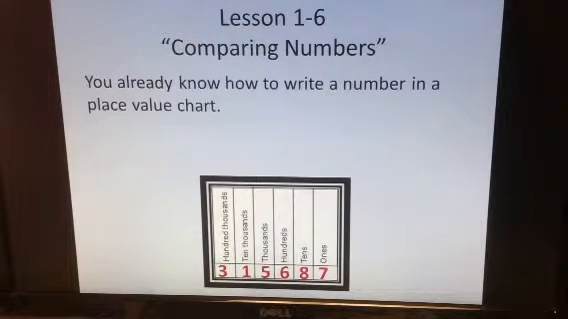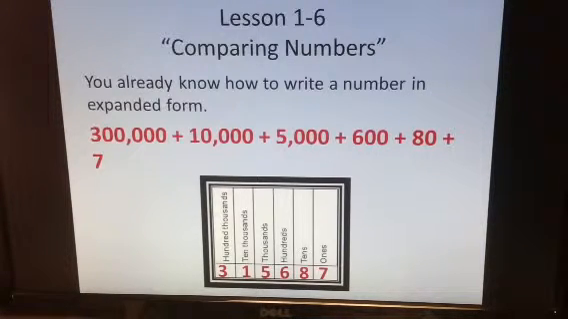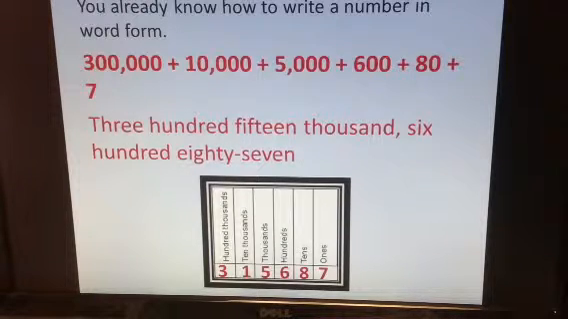You already know a lot of things about place value. You already know how to write a number in a place value chart. On this slide I've written a number in a place value chart with each digit put in the correct place. You already know how to write a number in expanded form. Here's the same number that's in the place value chart, written in expanded form. You already know how to write a number in word form. Here's the number written in words, 315,687.